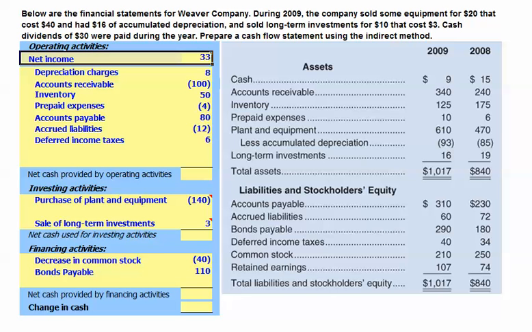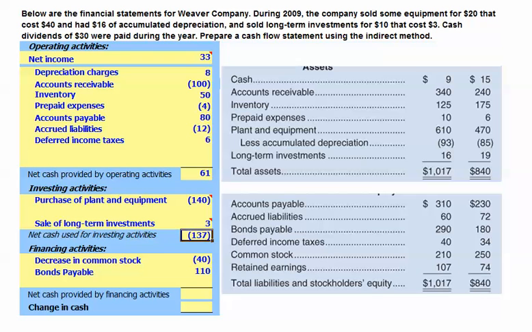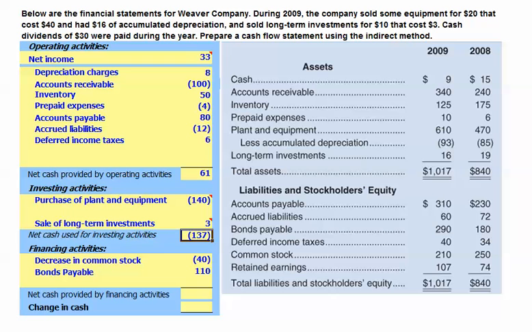Let's go ahead and sum up our changes in cash in each one of our sections. Cash flow provided by operating activities is $61. The cash used in investing activities is $137, and the cash provided by financing activities is $70. When we add together our cash provided by operations of $61 minus the $137 used in investing plus the $70 provided by financing, we get a $6 change in cash, which agrees with the change in our balance sheet. Cash decreased from $15 at the beginning of the year to $9 at the end of the year.